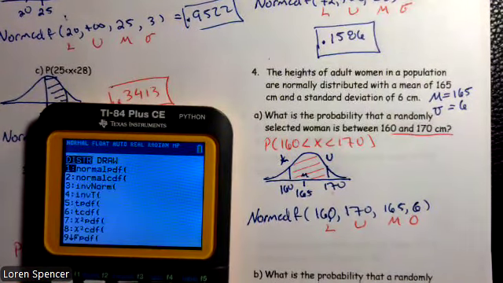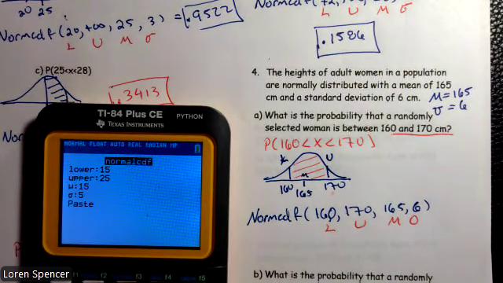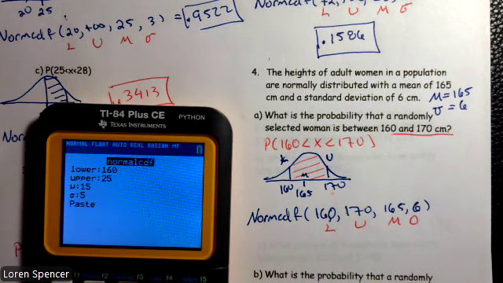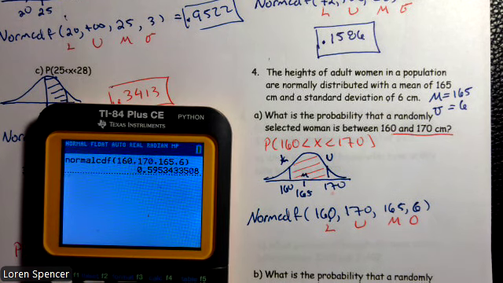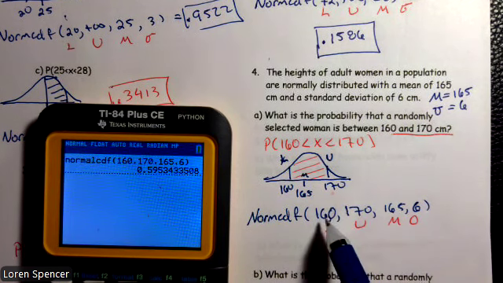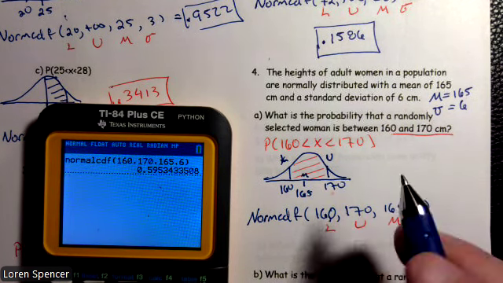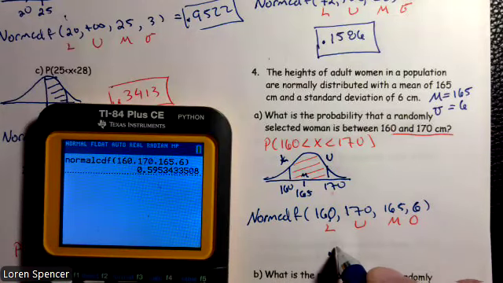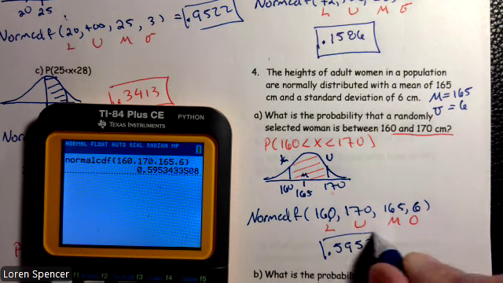So second vars, normal CDF, lower bound 160, upper bound 170, mean 165, standard deviation 6, and we get about 60%. So 0.5953.